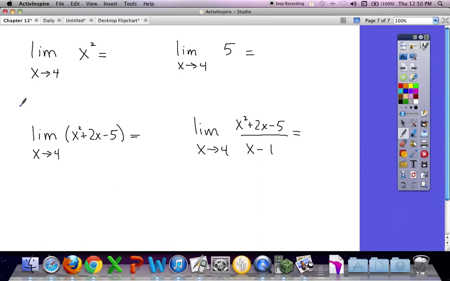What do you get? 16. So that's the limit. Right? That's called direct substitution. That's what you do when you're not at a point of discontinuity.